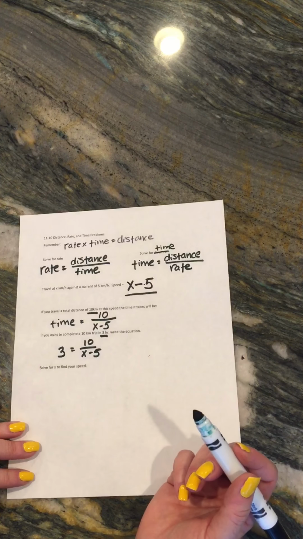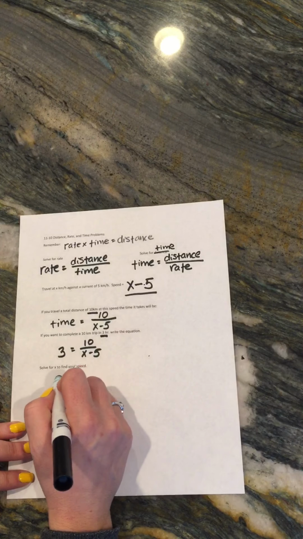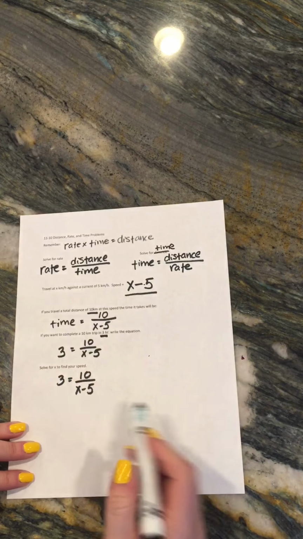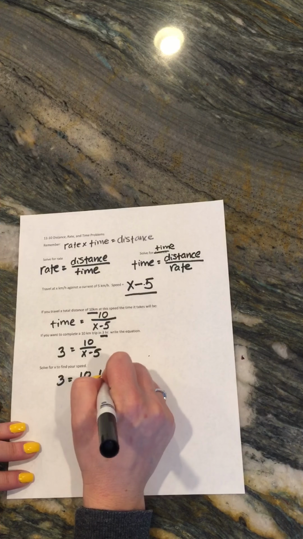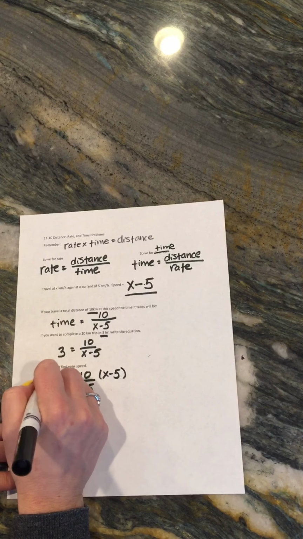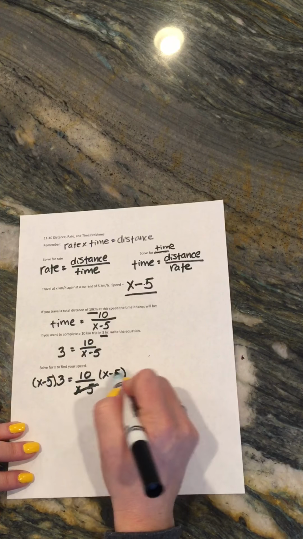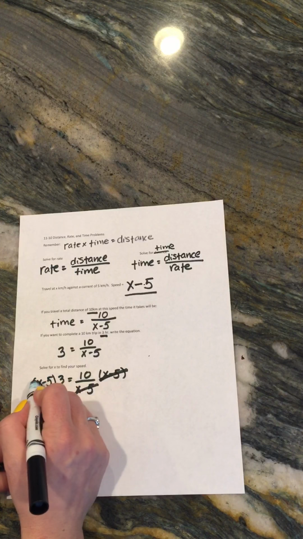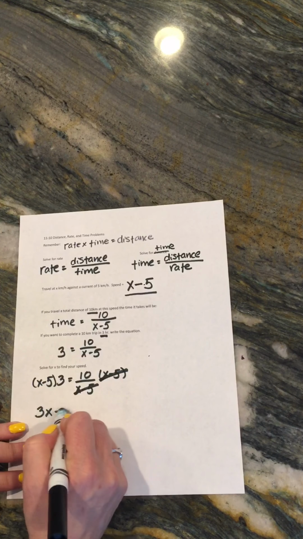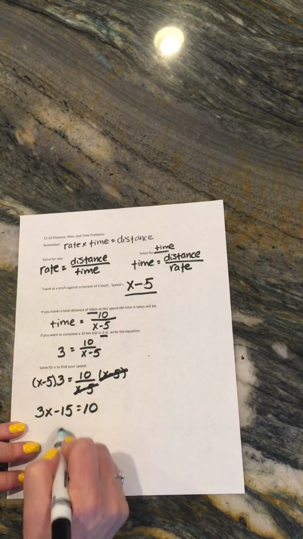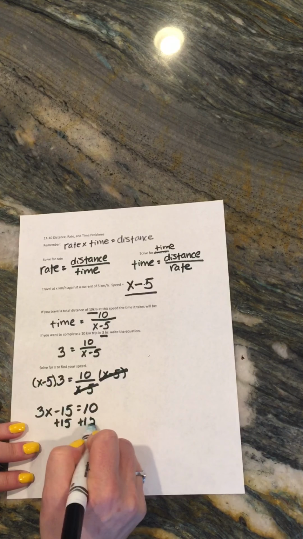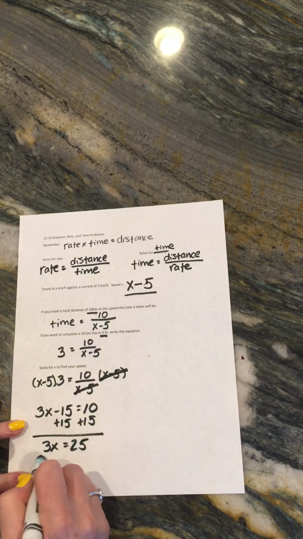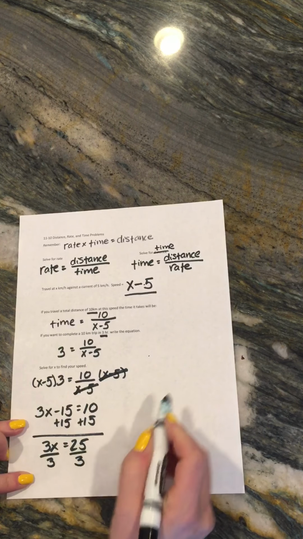Well, this is the stuff that we did last chapter. If we're going to solve for x, then we need to multiply both sides by x minus 5. And that means that those cancel, and we can distribute the 3. So 3x minus 15 is equal to 10. Add 15 to both sides. So 3x equals 25. Divide by 3, divide by 3.